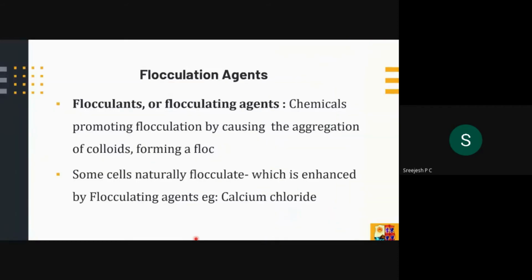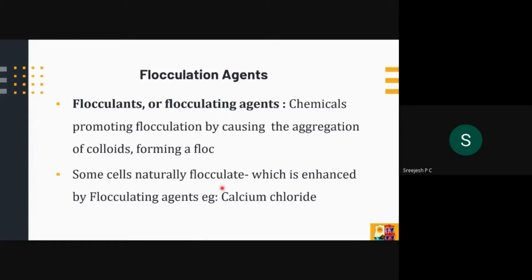Now, what kind of materials can be used as a flocculating agent? Flocculating agents are also called the flocculant. These are chemicals that will be promoting the flocculation by causing the aggregation of colloids and forming the flocs. I told you at the beginning when we were discussing the yeast, there are two types of yeast cell. One are flocculating type and another which are non-flocculant type.